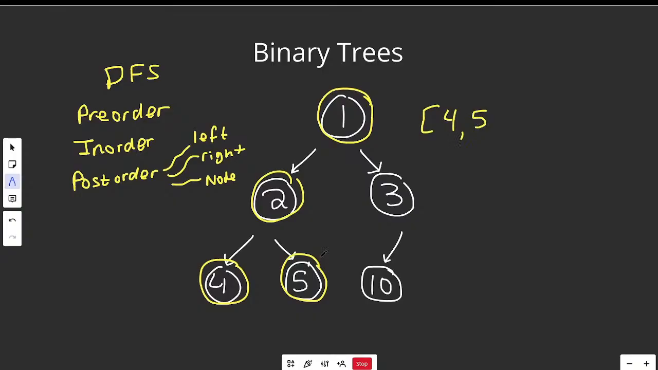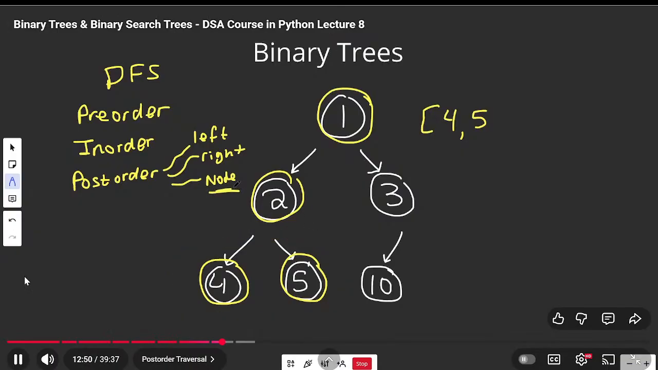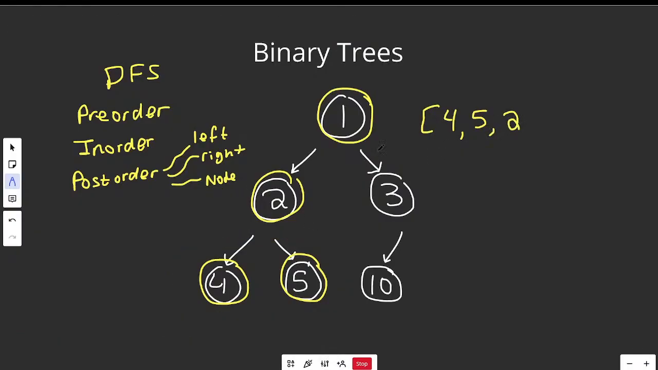Okay, after we've done that, we return back to this 2. And he says, okay, he's processed his left and his right side. So now he's ready to process himself. So we are ready to process 2. Okay, we return back up to the 1 here. Before he processes himself, he has to go right. We have to go right. So we go over here.